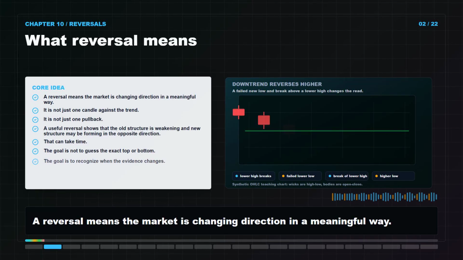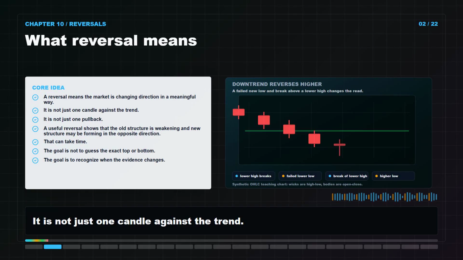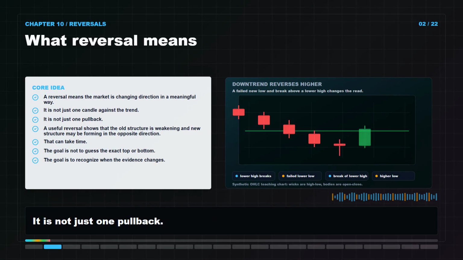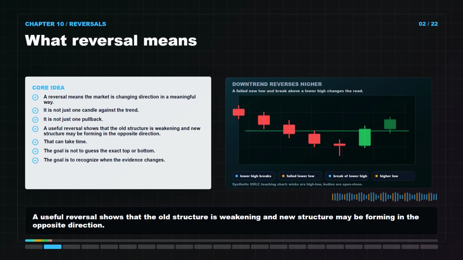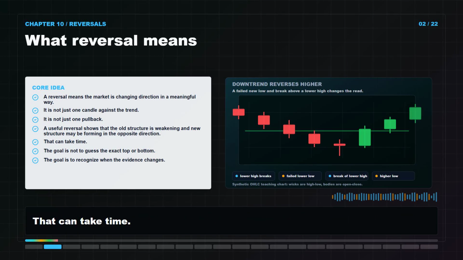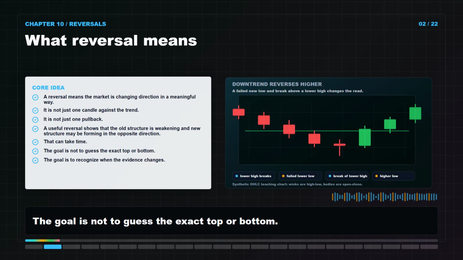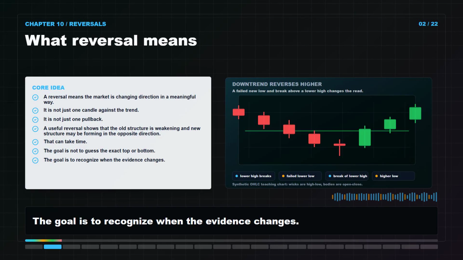A reversal means the market is changing direction in a meaningful way. It is not just one candle against the trend. It is not just one pullback. A useful reversal shows that the old structure is weakening and new structure may be forming in the opposite direction. That can take time. The goal is not to guess the exact top or bottom. The goal is to recognize when the evidence changes.